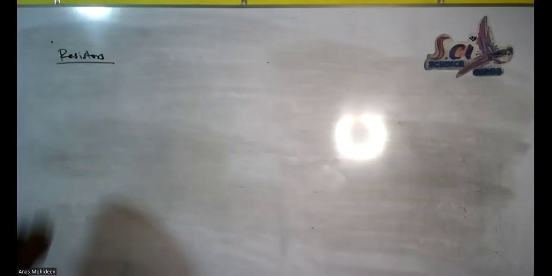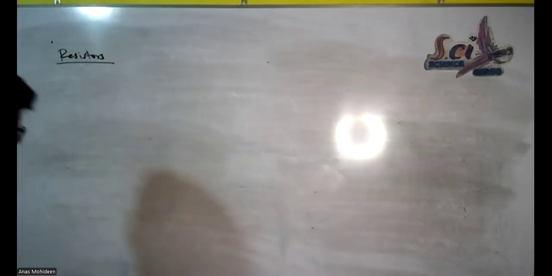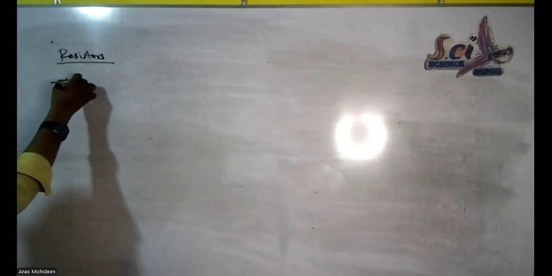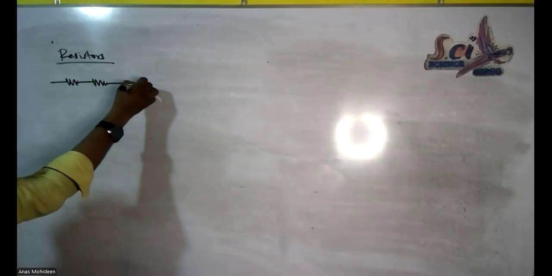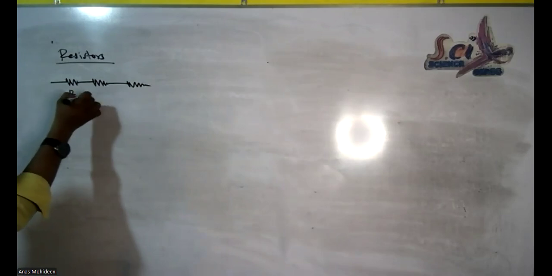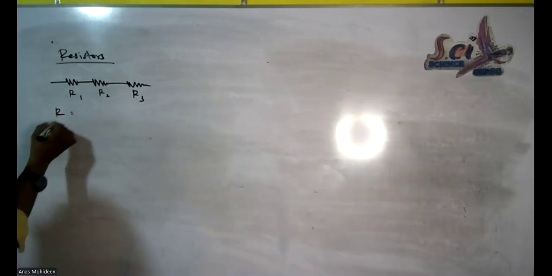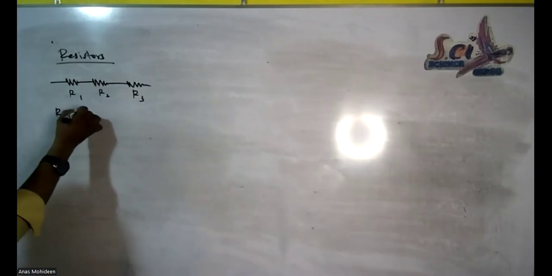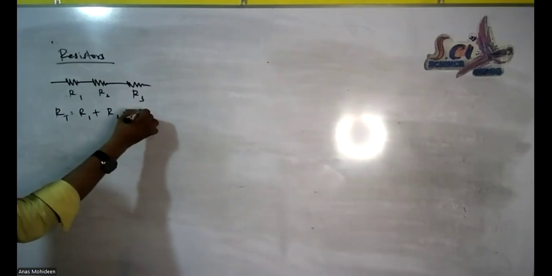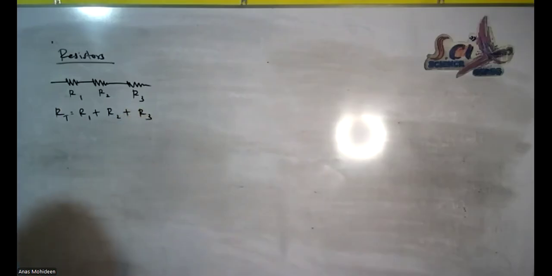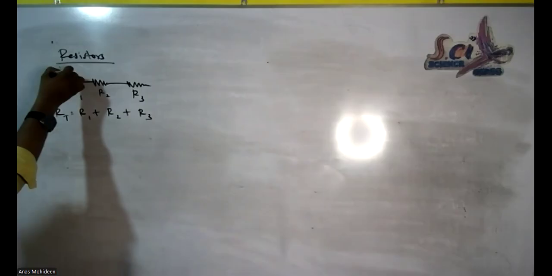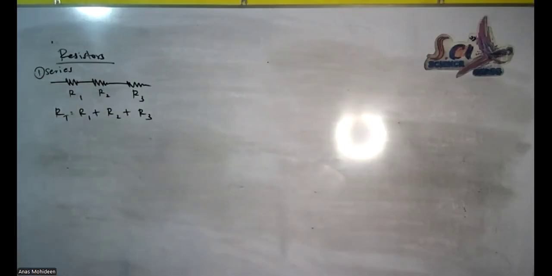Resistors can be connected in two ways. What are the two ways? One is series, one after the other. So how do we find out the total resistance here? Total resistance, I'll take it as RT, is equal to R1 plus R2 plus R3. So in series, where one after the other they are connected, straight away we have to add them to get the total resistance value.